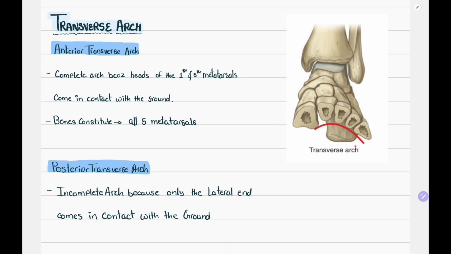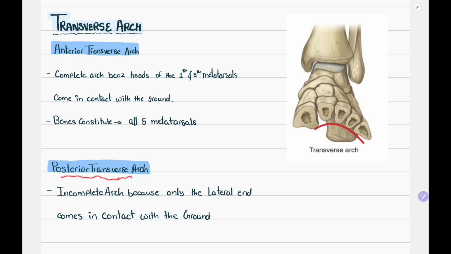Now coming to the transverse arch, this is the coronal section of the foot. Here you are able to see first, second, third, fourth and fifth metatarsal. This forms the transverse arch of the foot. The anterior transverse arch is a complete arch because the heads of the first and fifth metatarsal come in contact with the ground. So the bones that constitute it are all five metatarsal bones.